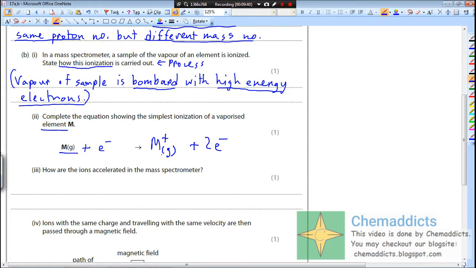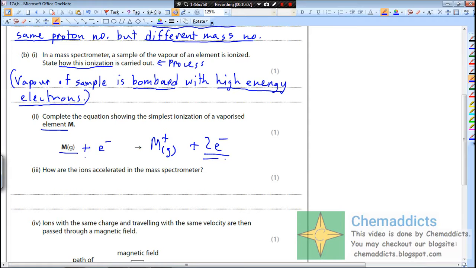So how did we end up here with 2 electrons? Well, before there was one high energy electron, and now it has knocked another electron, so this sums up to 2 electrons. Okay, so this is how it works. So this is the actual equation for this question.